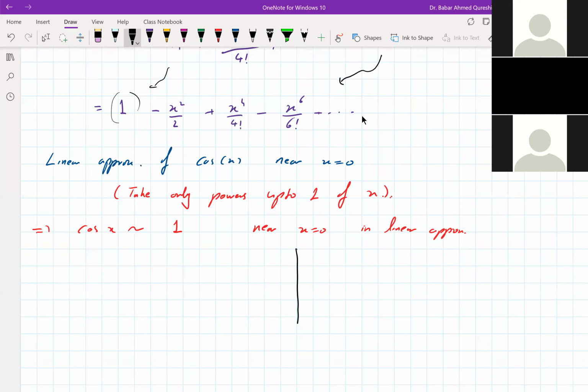And this is very intuitive because remember, in linear approximation, you are approximating the function with a line. And near x is equal to 0, if I look at the graph of the cosine, it's like this. So over here, the line which is tangent to it, which I am approximating around here, the cosine looks like a straight line, which is a horizontal line, whose equation is just this.